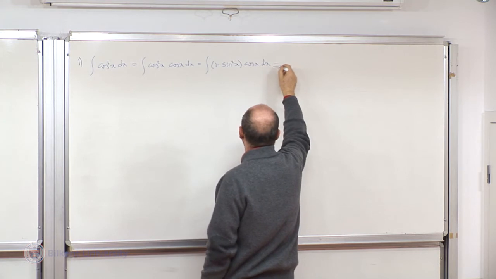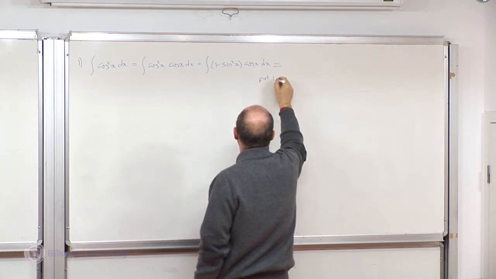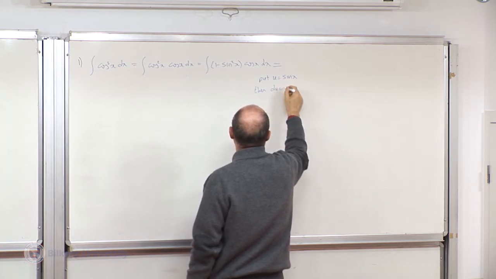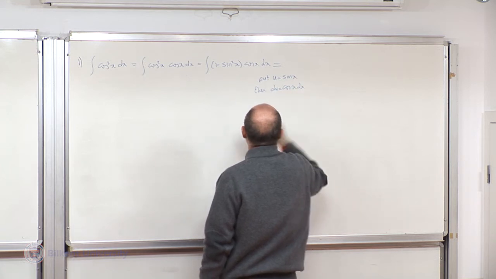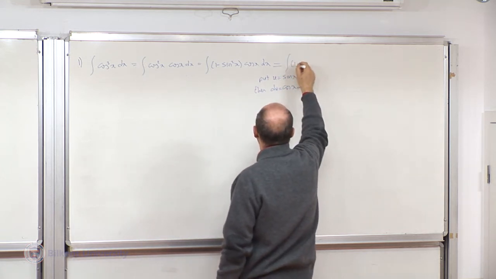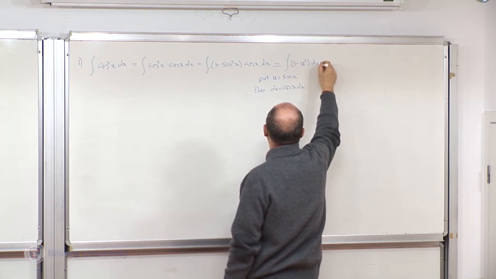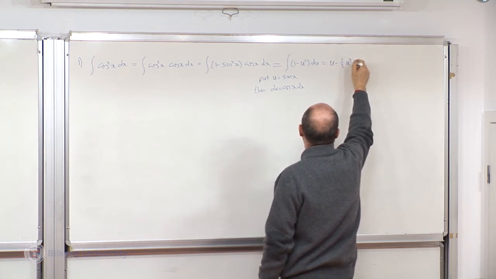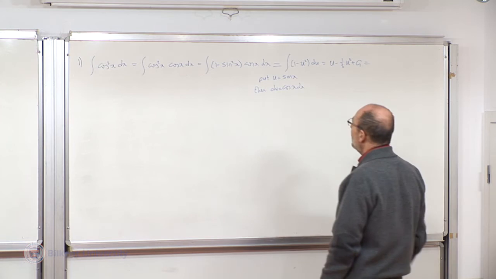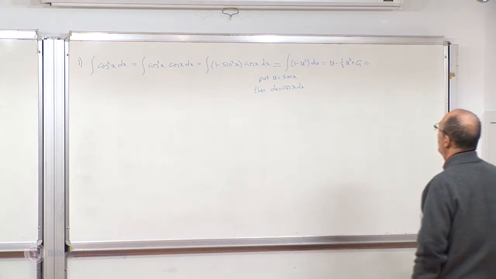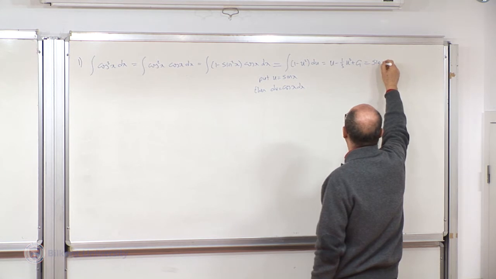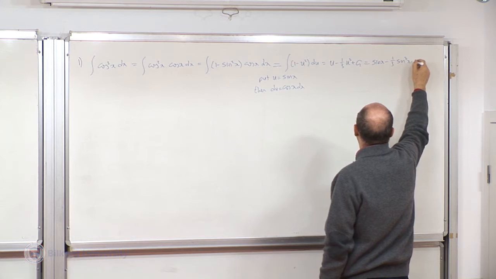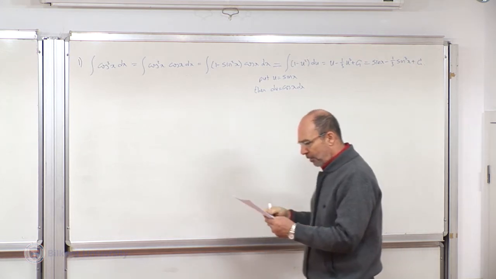So at this point, put u equals sine x, then du equals cosine x dx. Okay, so the integral becomes the integral of 1 minus u square du. So you integrate this: u minus 1 over 3 u cube plus c. And of course, you finally put the substitution back. This is sine x minus 1 over 3 sine cube x plus c.